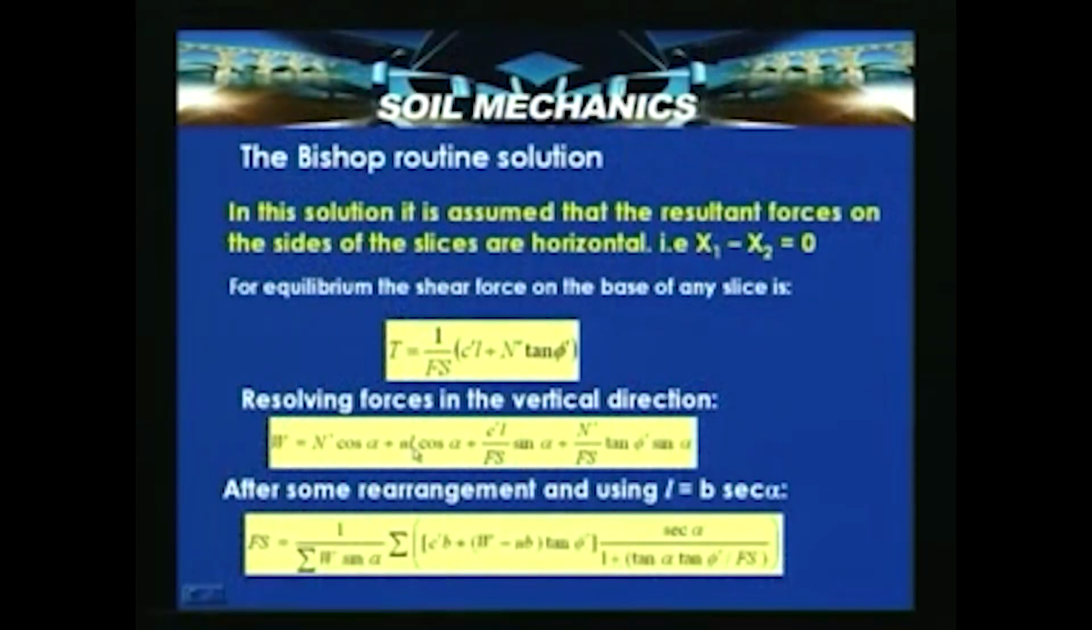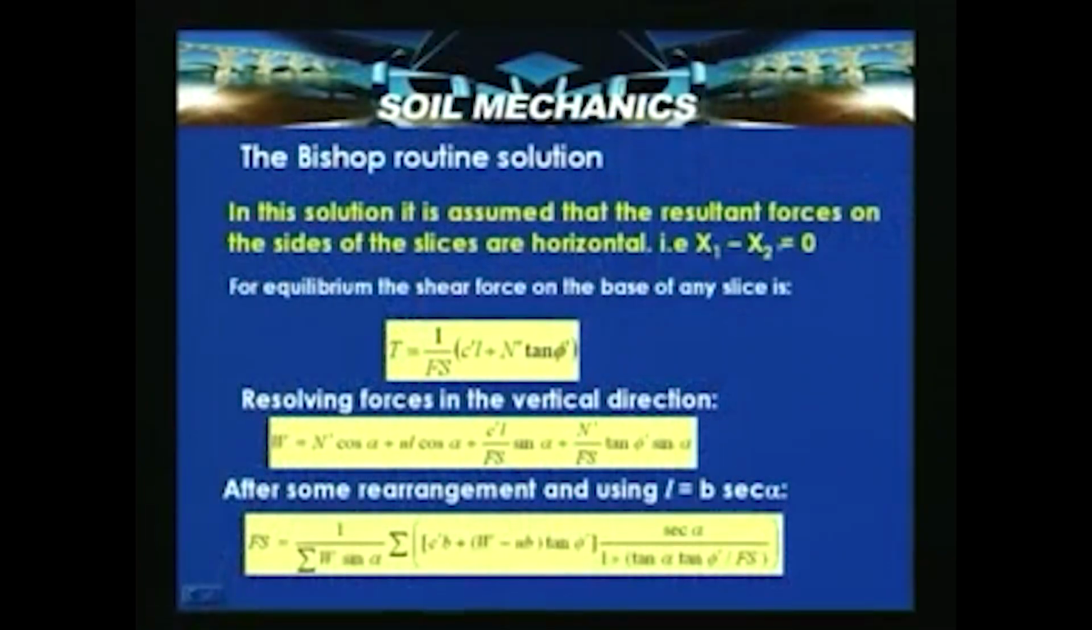Now, this was further extended by Bishop, and it is known as Bishop's method of slices. The previous method which we discussed is known as Fellenius method of slices, or Swedish slip circle method, or Swedish method of slices. In Bishop's method, it is assumed that the resultant forces on the sides of the slices are horizontal, that is X1 minus X2 is equal to 0.